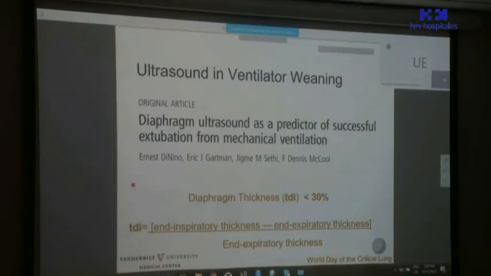this particular publication by this group of investigators, and they looked at a technique that I think we employ more often now, and that is looking at diaphragmatic thickness. What they define is that a thickness change of less than 30% predicts failure of weaning from the mechanical ventilator. The way they took this measure is they took the thickness of the diaphragm at end inspiration and at end expiration, and divided by the end expiratory thickness.